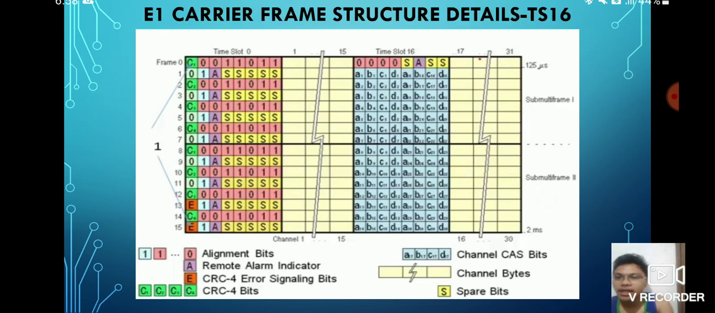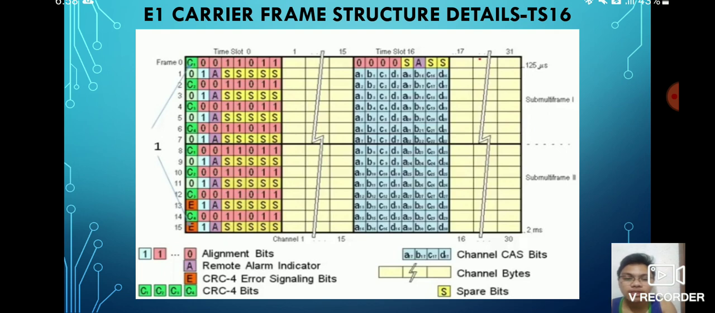Next is the E1 carrier frame structure details in time slot 16. It is used for signaling of information between transmitter and receiver channels. During the course of the call, origination phone number, destination phone number, engage, unhook, and intended connection signaling between caller and called party.